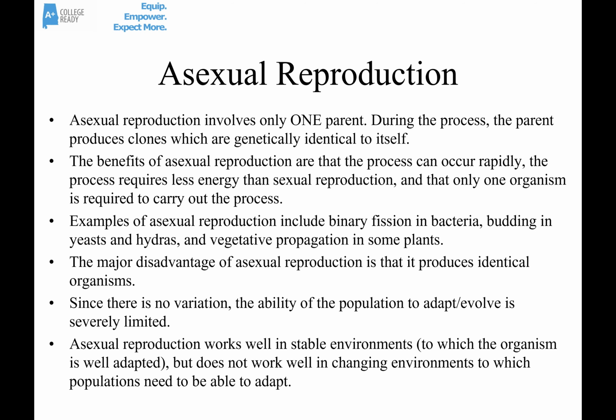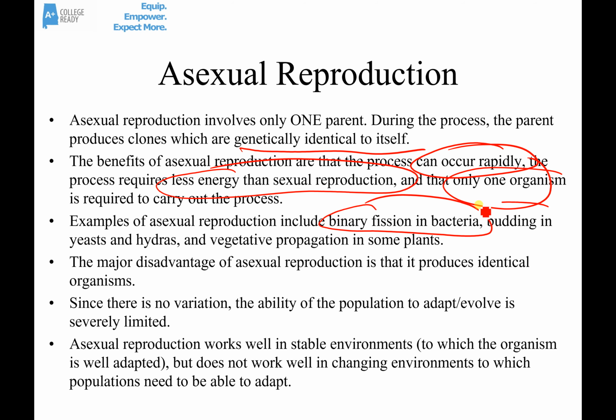So let's talk a bit about asexual reproduction. It involves only one parent. During the process, the parent produces clones which are genetically identical to itself. The benefits of asexual reproduction is that it can happen really fast. It's rapid, and it requires less energy than sexual reproduction, and only one organism is required to carry out the process. Some examples include binary fission in bacteria, budding in yeast and hydra, and the vegetative propagation that happens in some plants like strawberry plants.